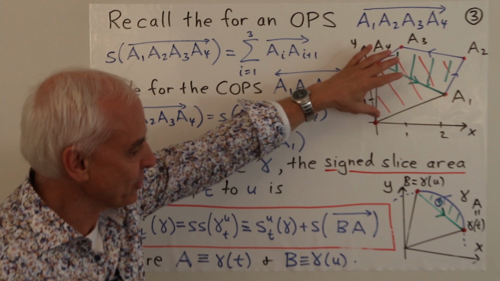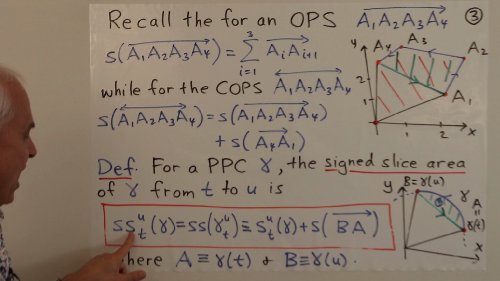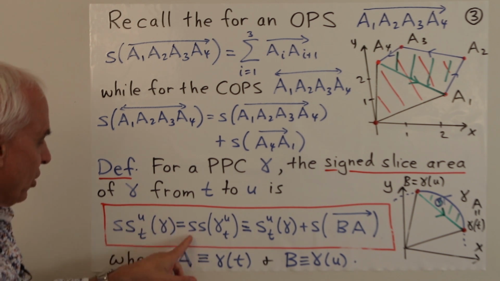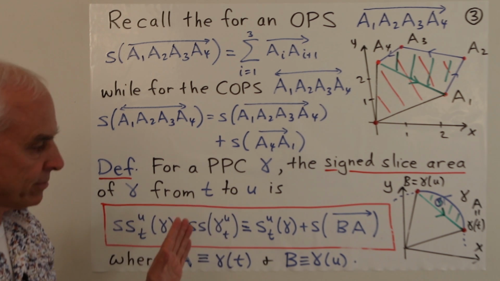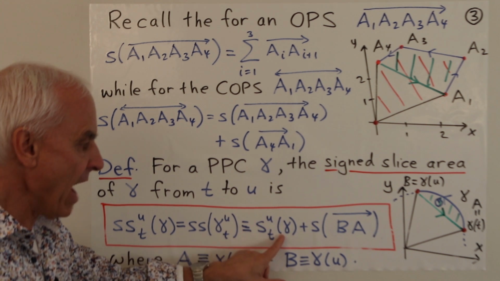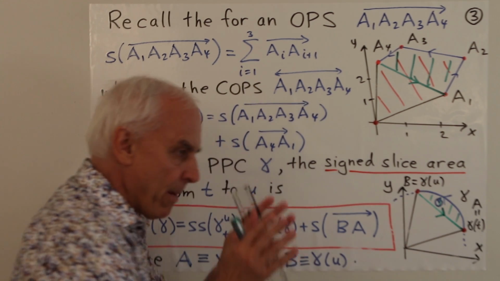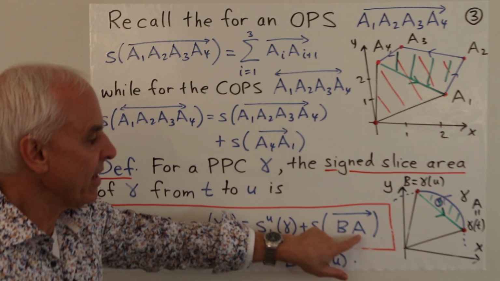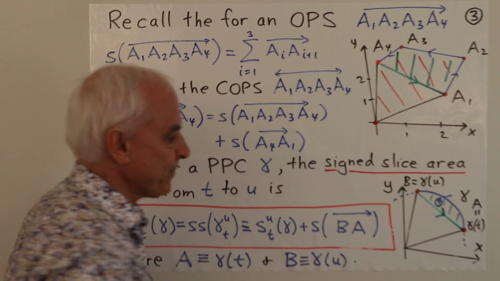So how are we going to get at that? Well, it's very similar to what we did here. We're going to define the signed slice area from t to u of gamma, and alternate notation, slice signed area of the segment gamma from t to u. The definition will be the signed area from t to u of gamma, which is the original area emanating from the origin, plus the signed area from B to A. In other words, this oriented edge from B to A.